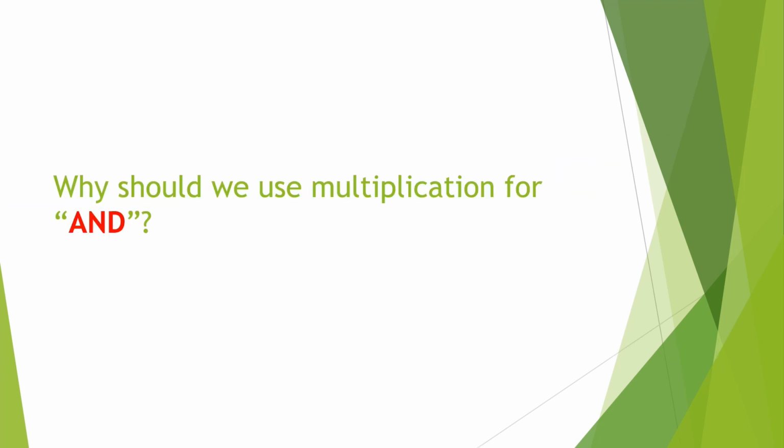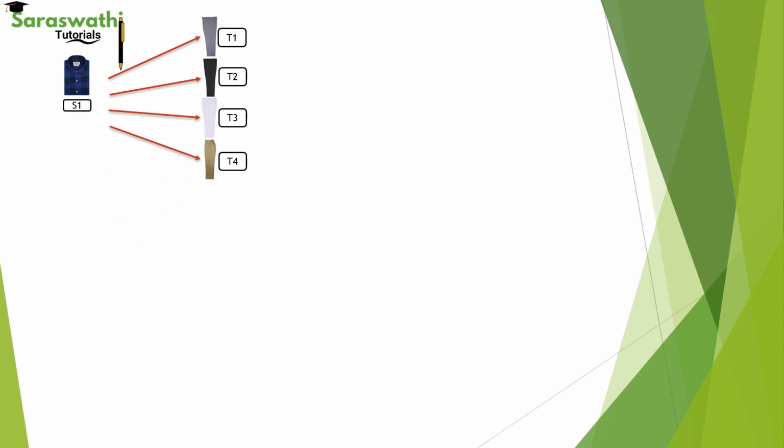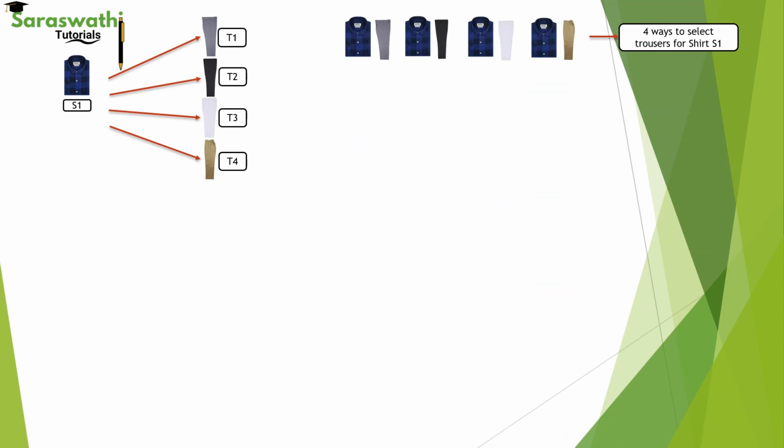Let us explore further why we should use multiplication for and. Suppose we select shirt S1 from the 3 shirts. At this point, our primary job J is not yet complete because the primary job J involves selecting a suit, which requires both a shirt and trousers. So far, we have only selected a shirt, meaning we have completed subjob J1. Now, for shirt S1 we need to choose suitable trousers. Since we have 4 trousers, we have 4 choices for selecting trousers to go with shirt S1. Therefore, we'll get 4 ways to select a suit with shirt S1.